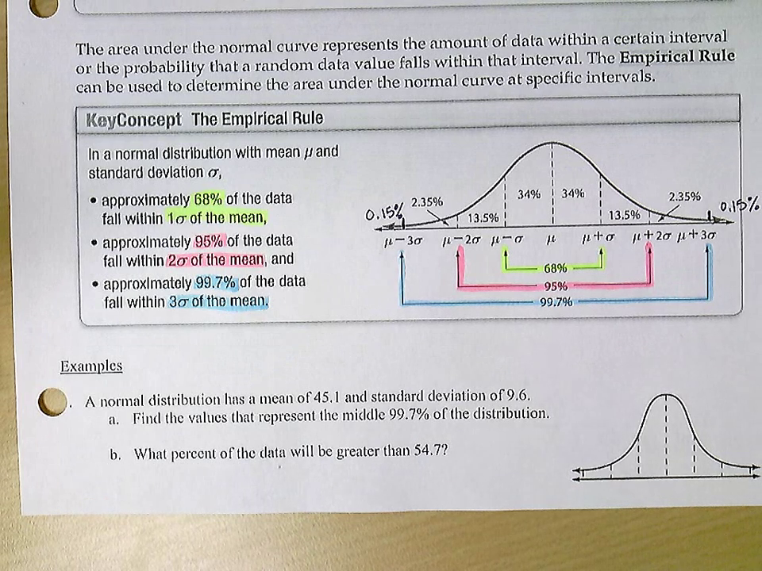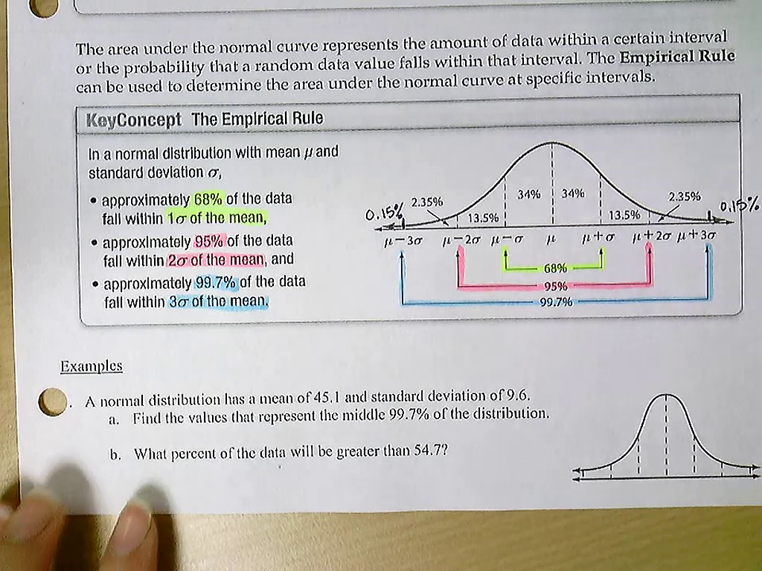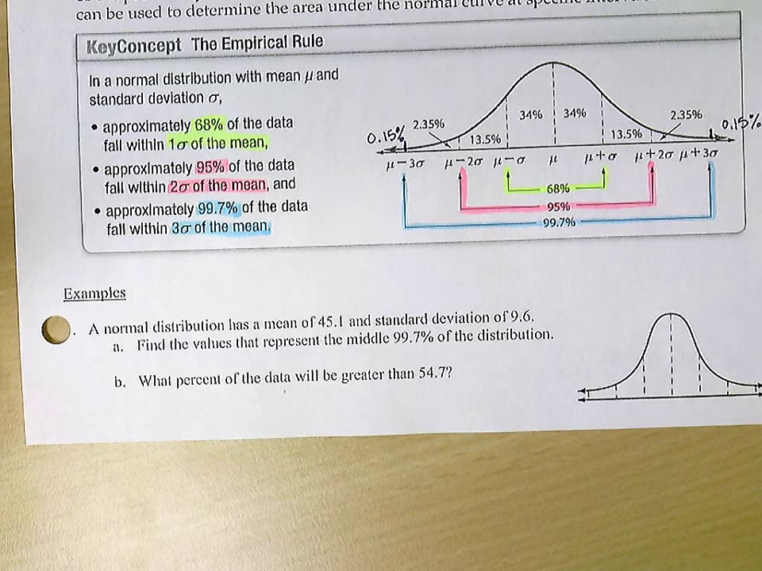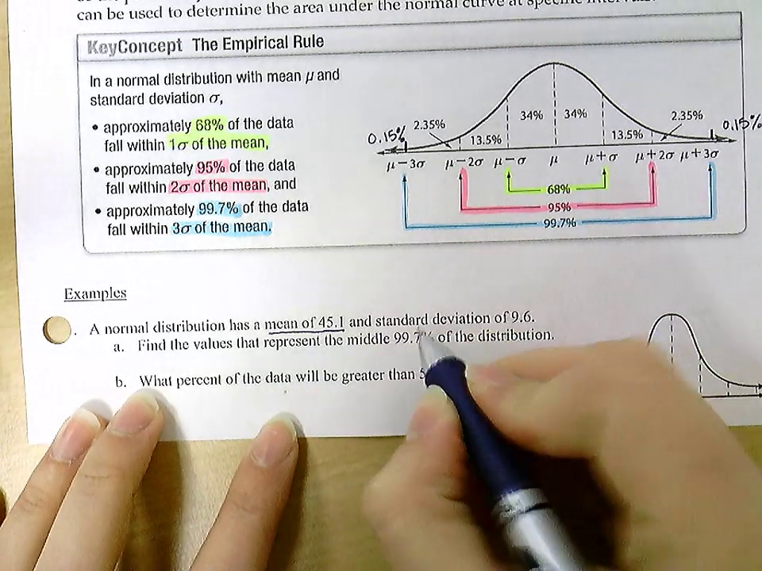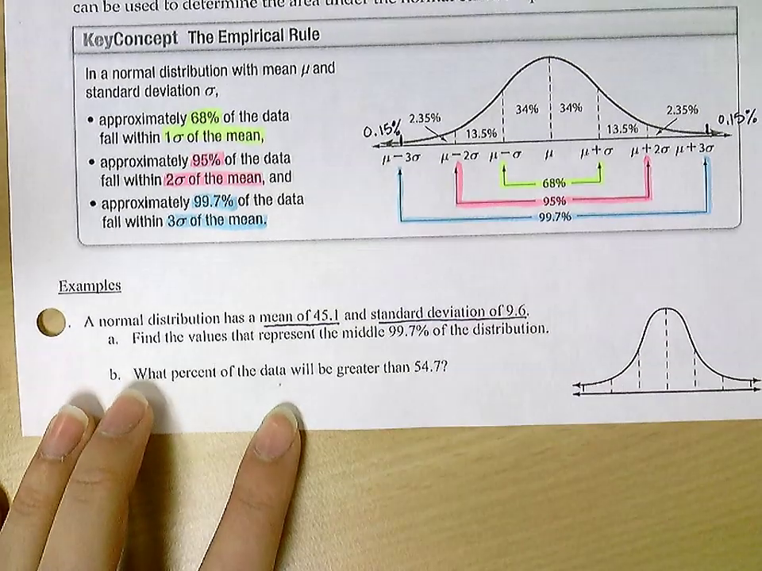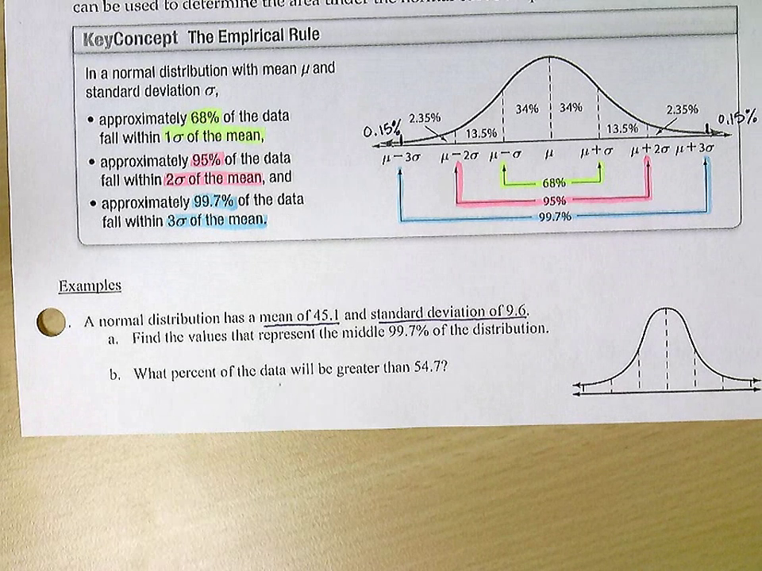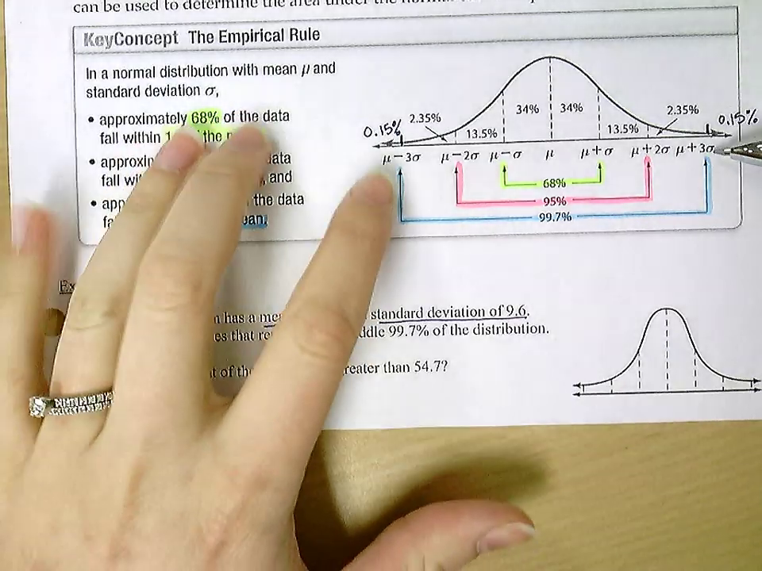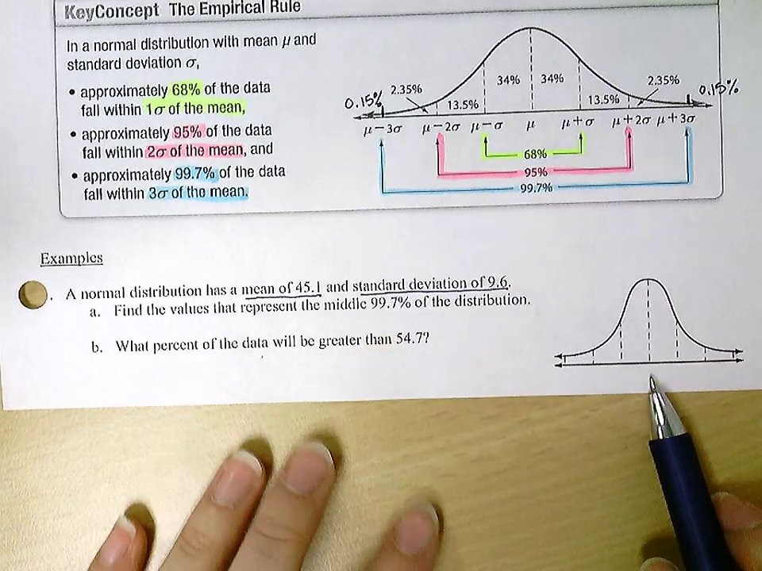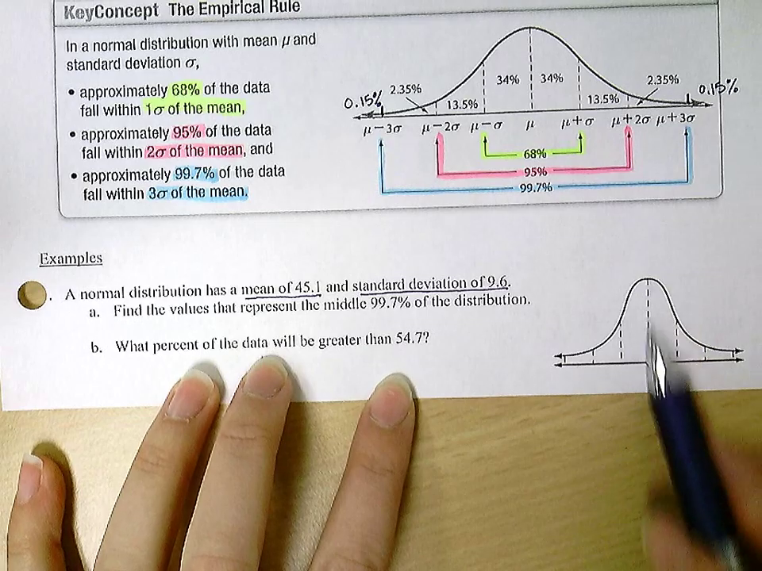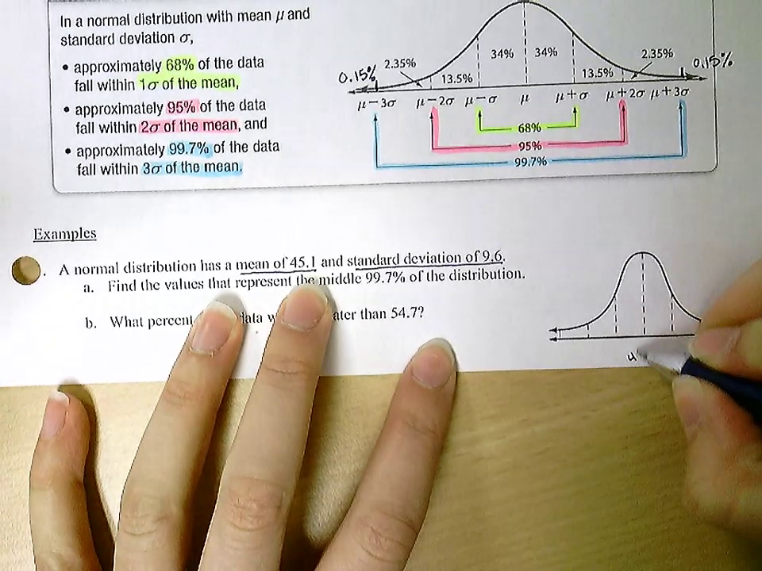All right, so we're going to use this normal distribution just to answer questions when we're given the means and standard deviations of problems. So our first example, we have a normal distribution that has a mean of 45.1 and a standard deviation of 9.6. So for letter A, we want to find the values that represent the middle 99.7% of the distribution. So that would be these points in our graph. I have our graph off to the right here. We're given our mean. Our mean is that middle line right there. So that's going to be 45.1.